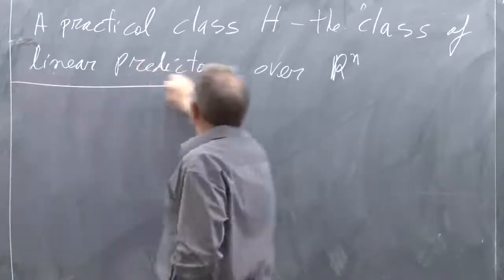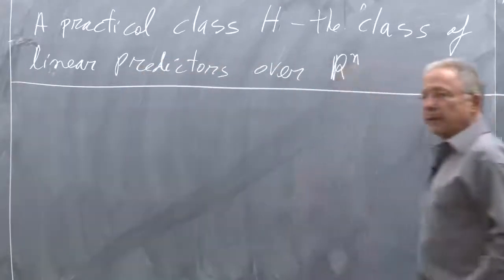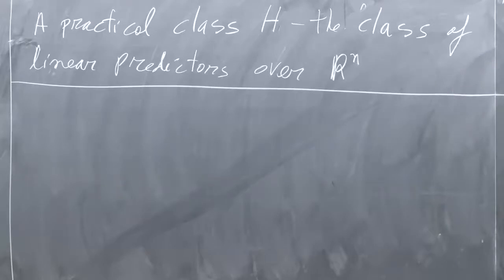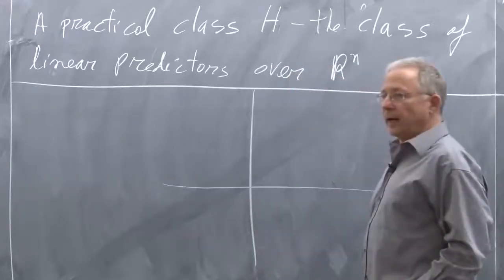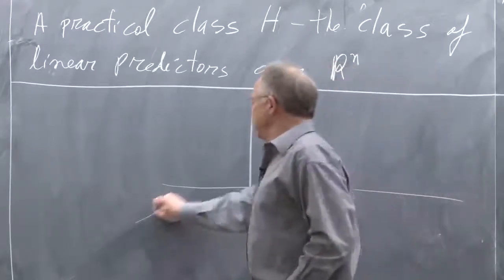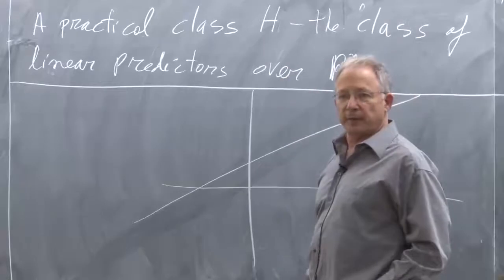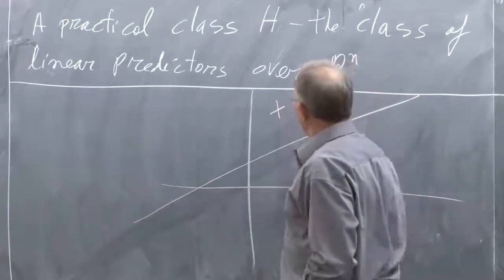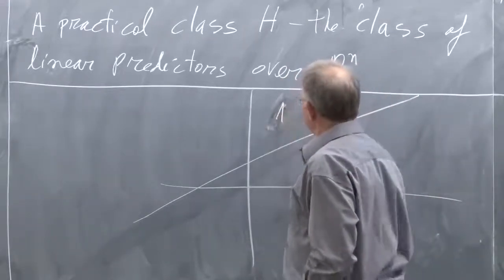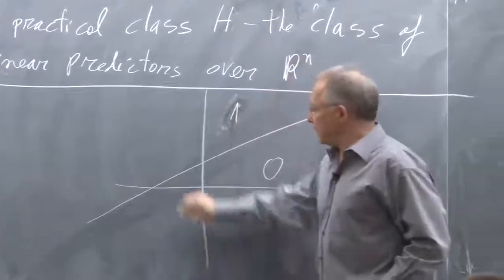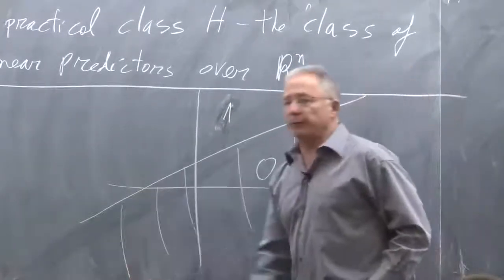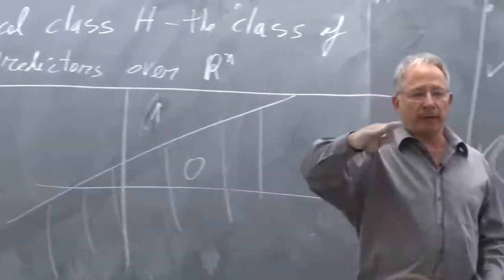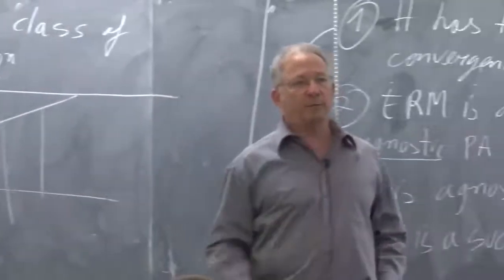And this is the class that I want to talk about now. So what are linear predictors over Rn? In a picture, if we are over R2, it means that I want to take some line as a predictor and predict plus 1 here and 0 here. So sometimes it's also called the class of linear half spaces, because you take your space and you cut it into half.